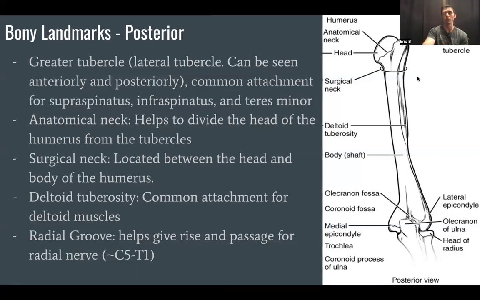Then what is not shown on here is the radial groove. If you follow my cursor, the radial groove starts posteriorly and medially, and it runs in this diagonal pattern. It gives rise to the passageway for the radial nerve, which comes from the brachial plexus, in that C5 to T1 nerve root pathway. A lot of that is what helps out with elbow extension by the triceps and the anconeus muscle.